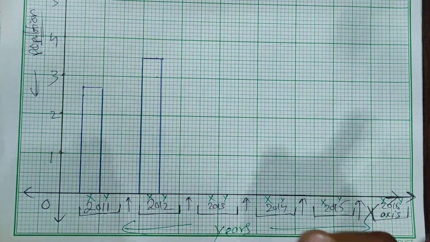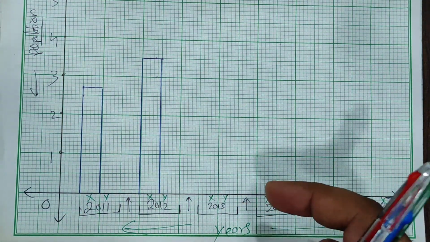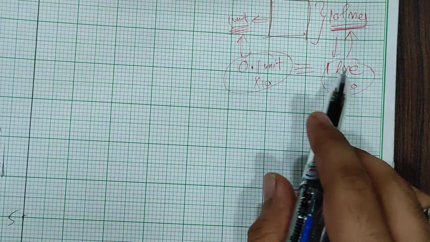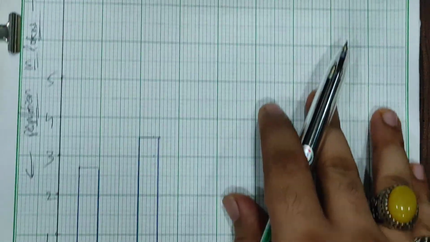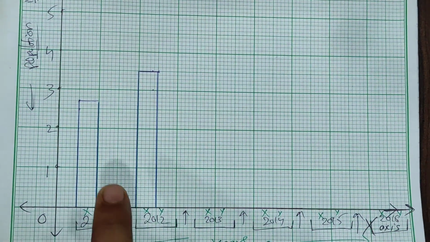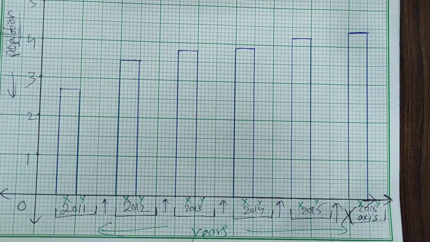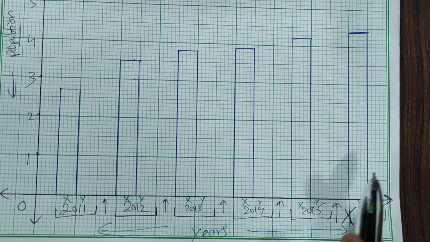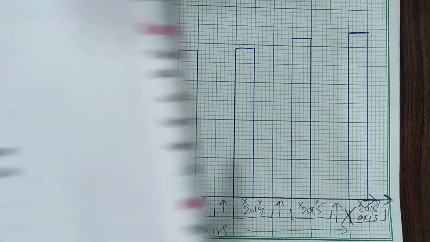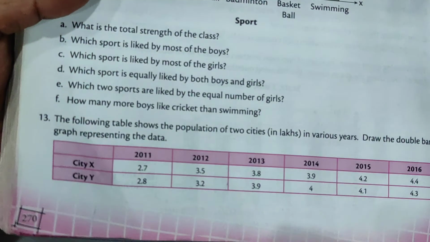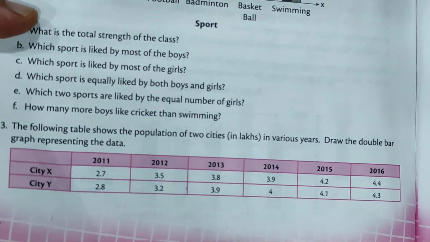Now I think you all can manage it fast. Just remember that one small line, if you go ahead, is 0.1. Let's do it very quickly for all the city X measurements. Do it fast. So here we go. I have marked all of city X. Now it's very simple, although for city Y, pay attention.